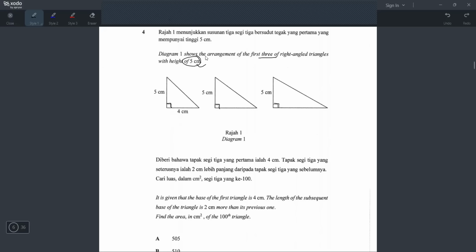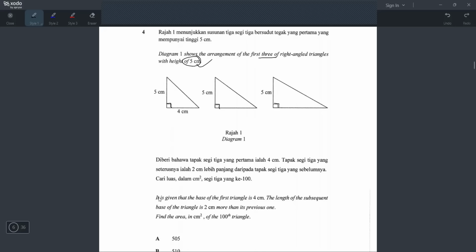And they all have a height of 5. Tinggi dia semua 5. 5 cm, 5 cm, 5 cm. But if you look carefully, you will realize that the base is definitely not the same. Here is 4 cm, but you can see that this is a bit longer. And this is a bit longer than the previous one, right? The height is the same, right? But the base is definitely not the same, because it's getting bigger and bigger.